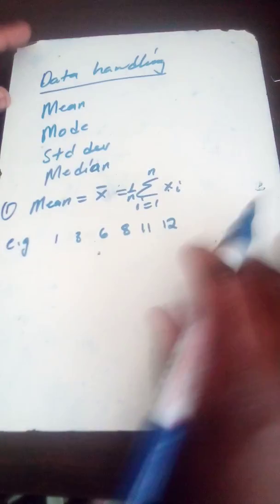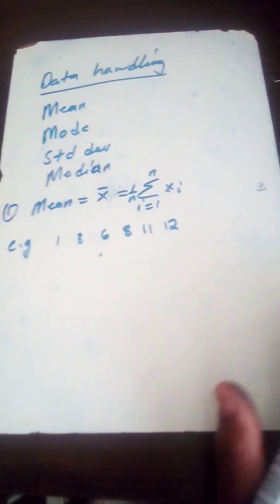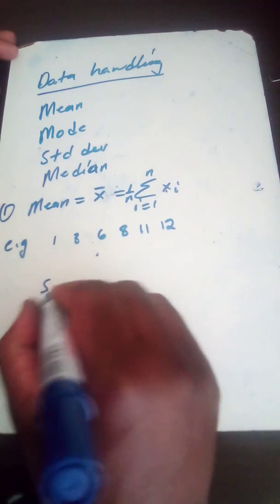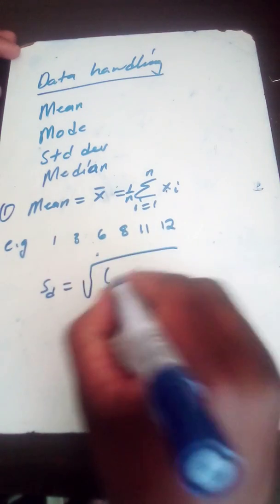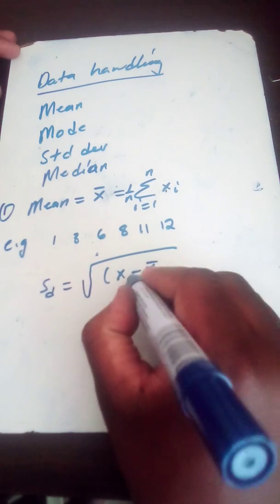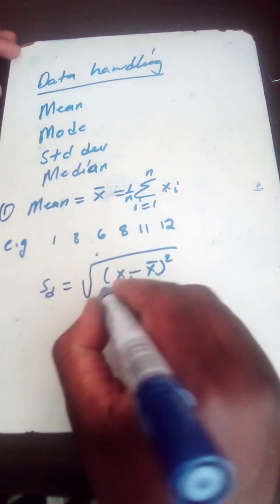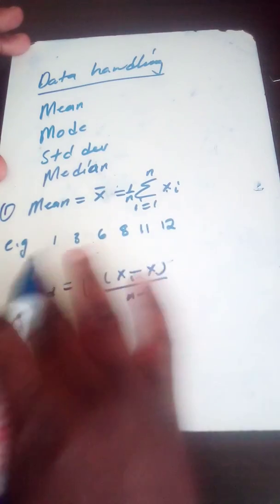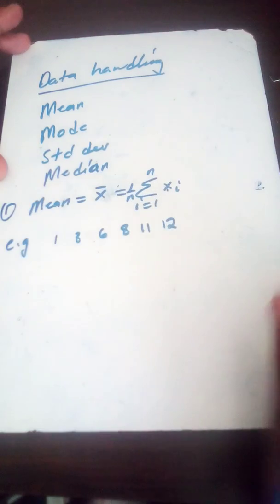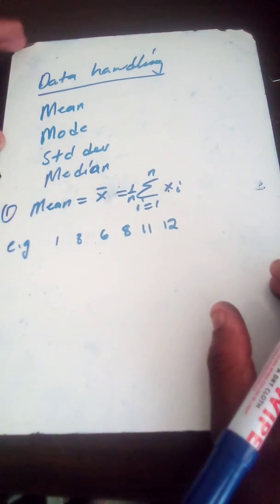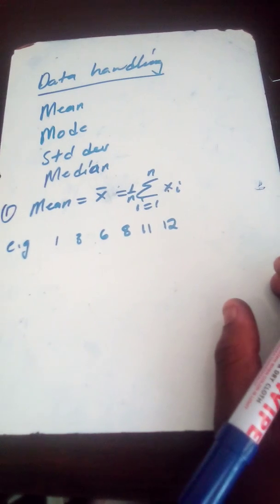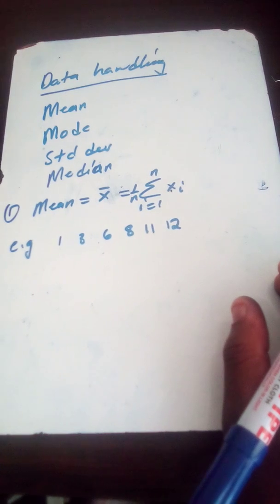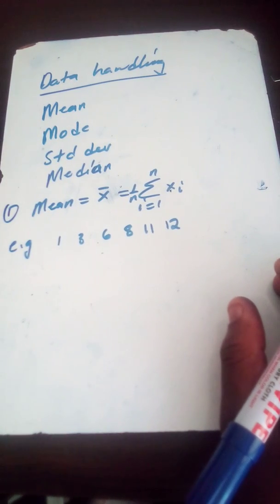For standard deviation, I encourage you to use your calculator, because the formula for standard deviation, SD, is the square root of the sum of xi minus x bar squared, over n minus 1. This formula is going to give you problems. So you can just punch in the data, and then use your calculator to get the standard deviation. If you don't understand how to use your calculator for standard deviation, you can WhatsApp me, tell me the calculator you're using, and I'm going to give you the instructions.